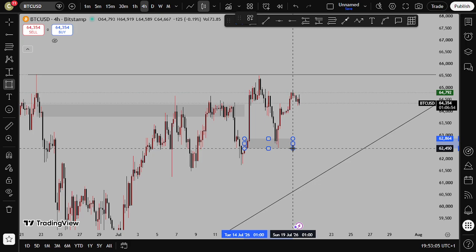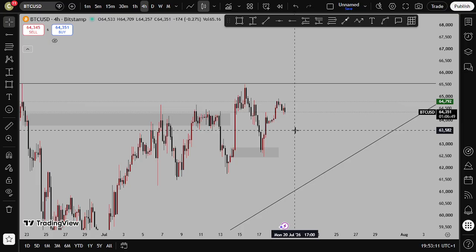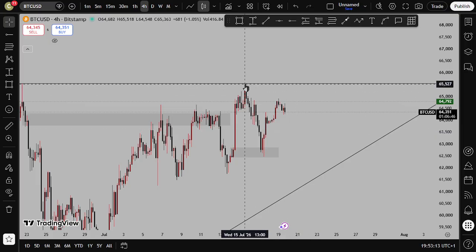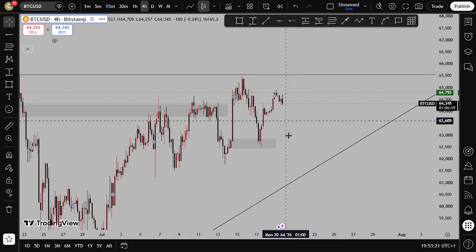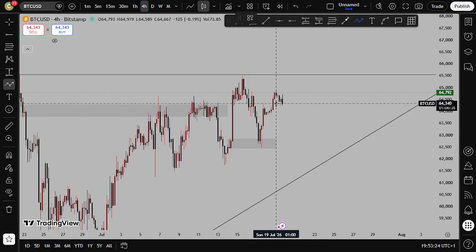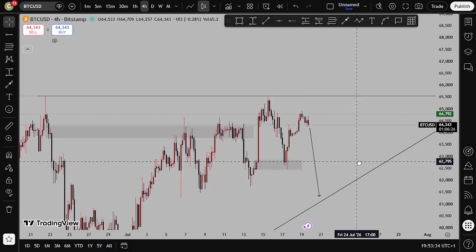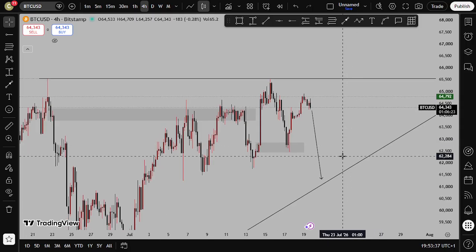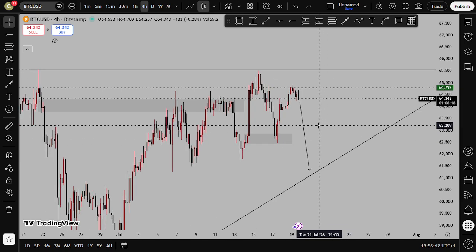We have price reacted from this demand. So expect price to take out this high. If price should continue, maybe create a sweep of this high or break below this demand to continue downward. So that's my take on BTC. No zone to be looking out for at this moment.